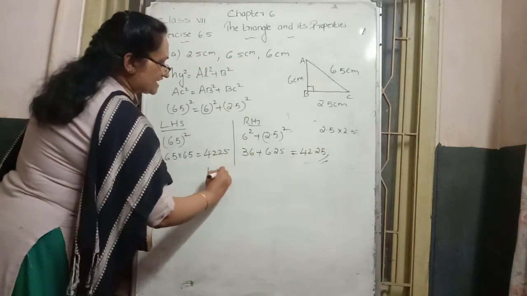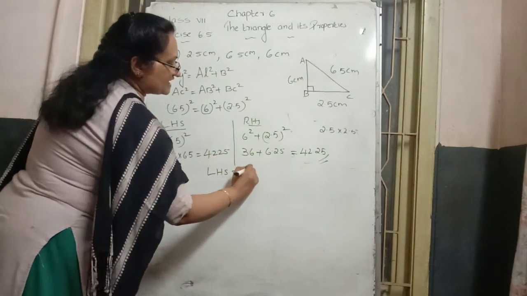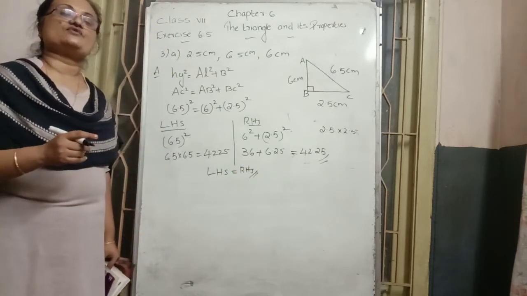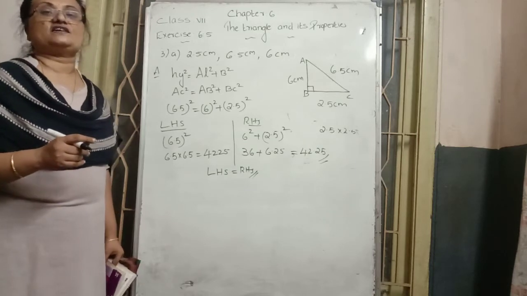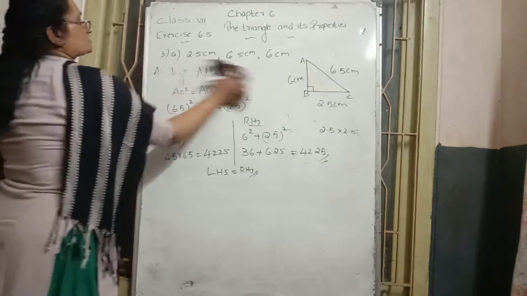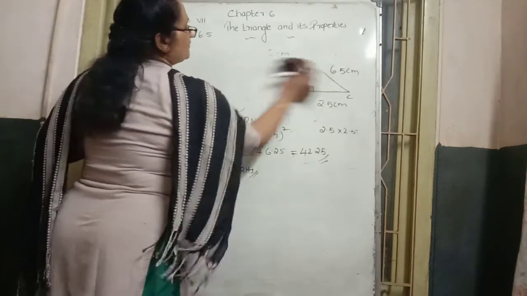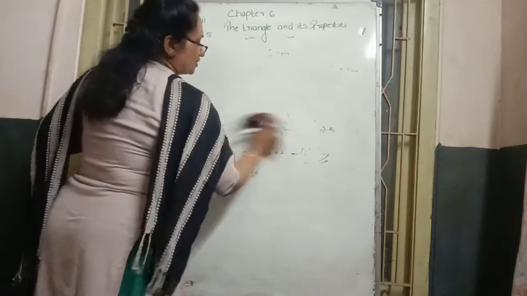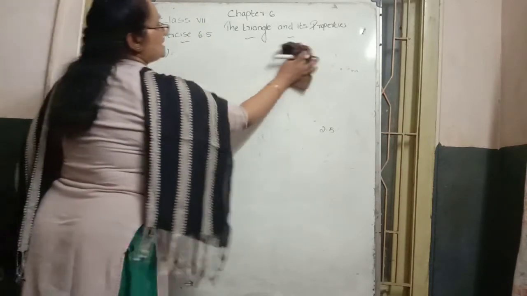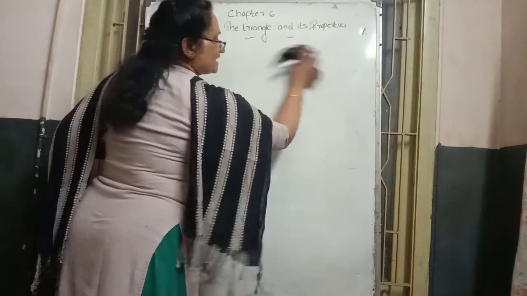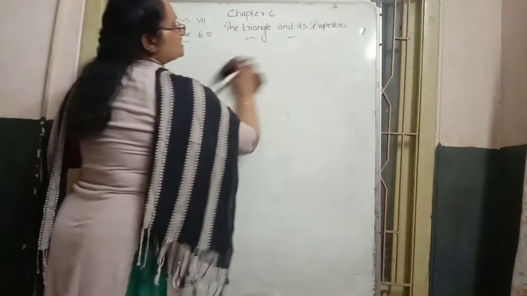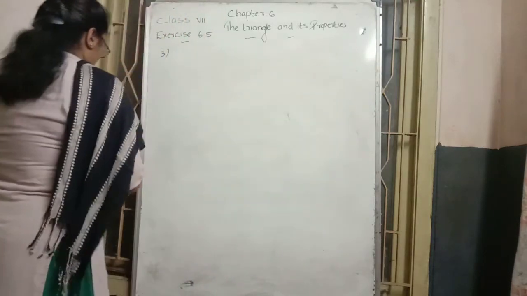Both answers, the left side answer and the right side answer, are equal. That's why we can say the given measurements are the sides of a right angle triangle. I hope you understand how to solve this type. One more question, B question. In the B question, measurements are given in the same way. There also we want to prove whether the left side answer and the right side answer are the same or not. If the same, we can say the given measurements are the sides of a right angle triangle, otherwise it is not the sides of a right angle triangle.